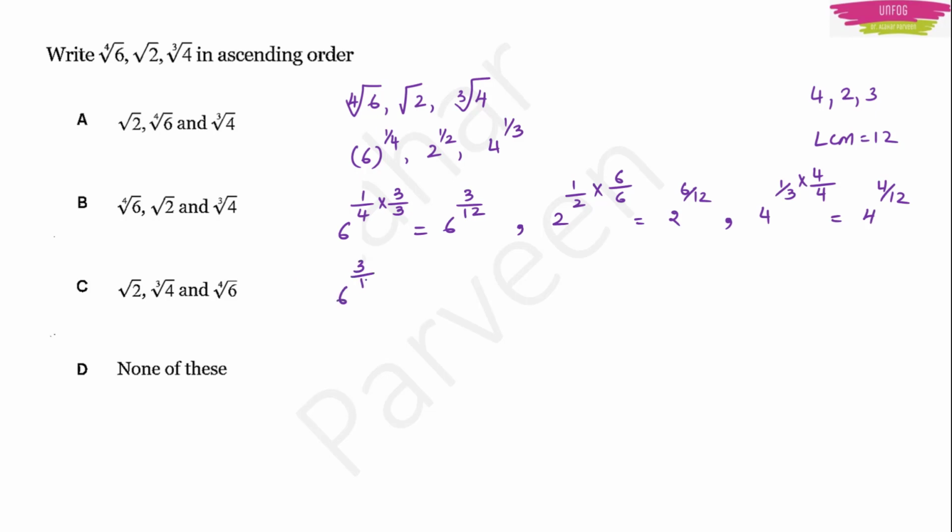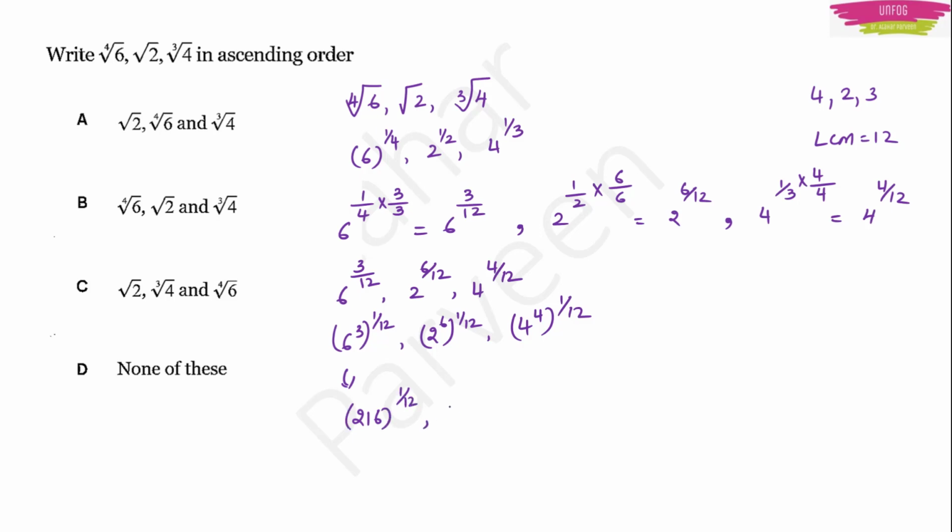Now if I write it, it will be like this. After writing with the common denominator in the power, I can also write this as 6 cube whole to the power 1 by 12, right? And this as 2 to the power 6 whole to the power 1 by 12, and 4 to the power 4 whole to the power 1 by 12. Now inside these brackets, 6 cube is 216 whole to the power 1 by 12. Next 2 to the power 6 is 64 whole to the power 1 by 12. Next 4 to the power 4, 4 4s are 16, 16 into 16 will be 256, 256 whole to the power 1 by 12.